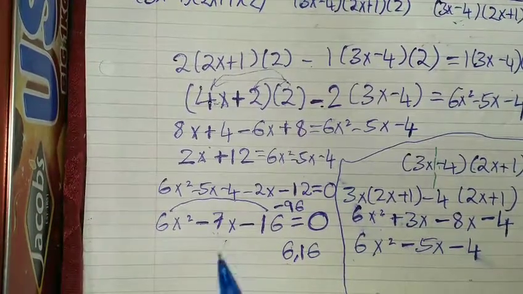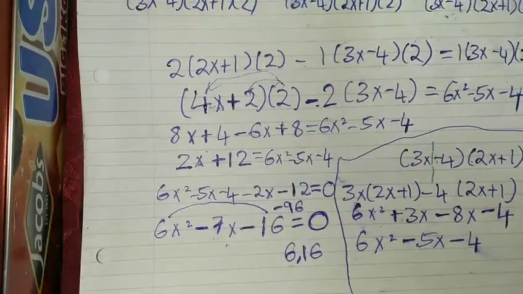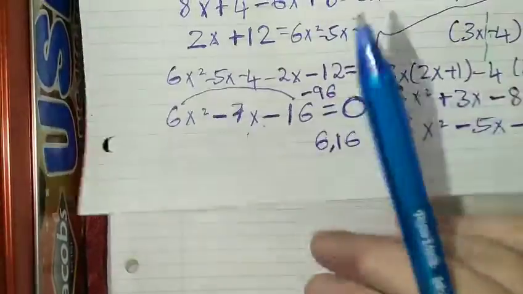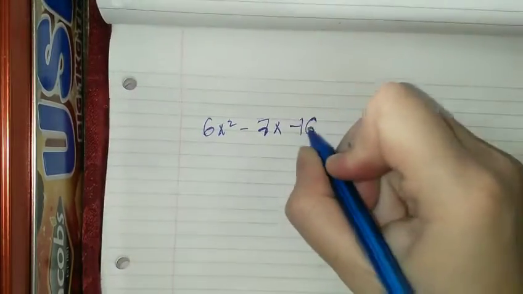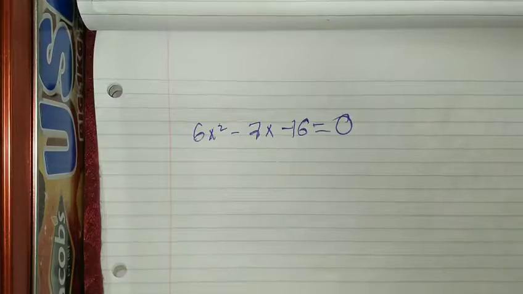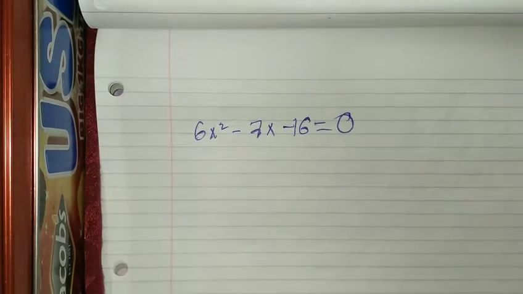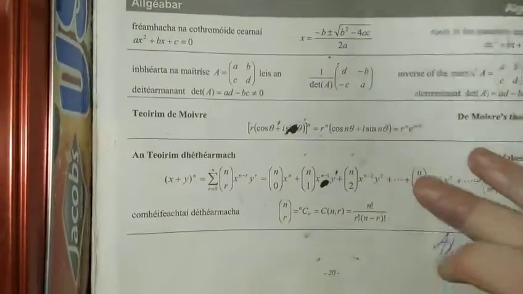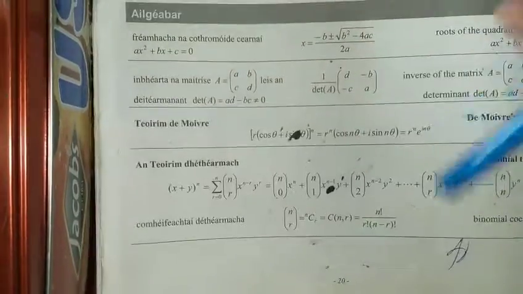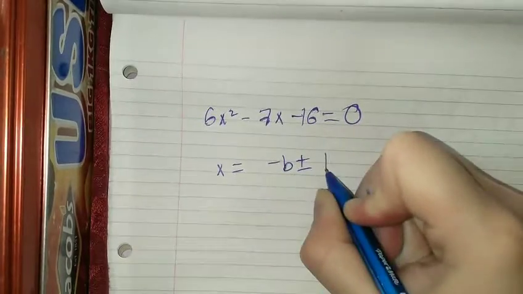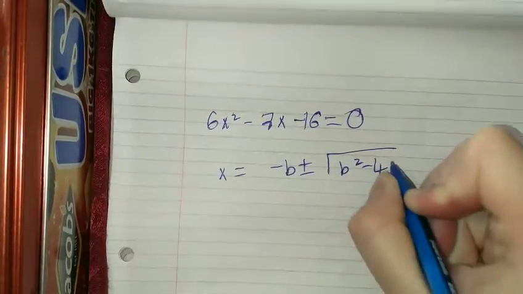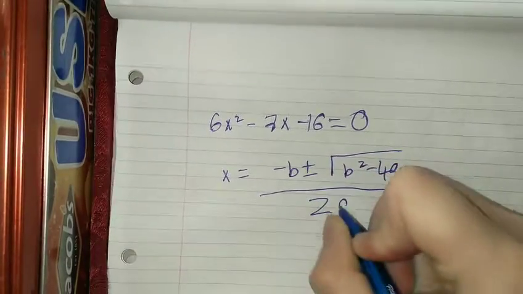And I think I'm going to have to use the minus b formula. Because they have said correct to one decimal place, I think that might be the best option. So my equation that I just got was 6x squared minus 7x minus 16 is equal to 0. The minus b formula is in our log tables, on page 20, and that's it here. So x is equal to minus b plus or minus the square root of b squared minus 4ac, all over 2a.